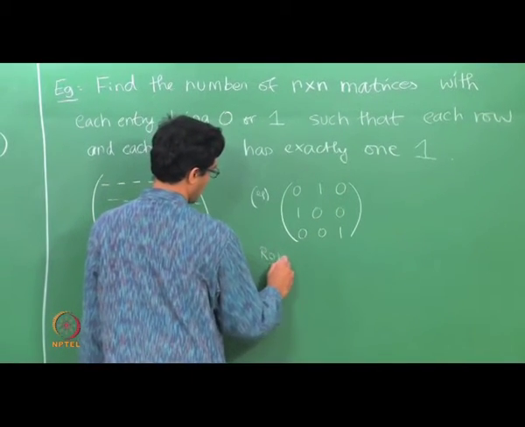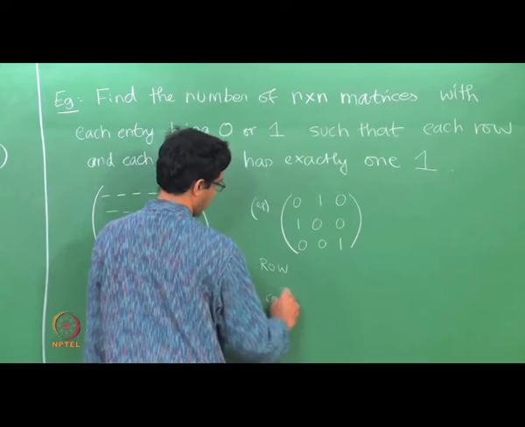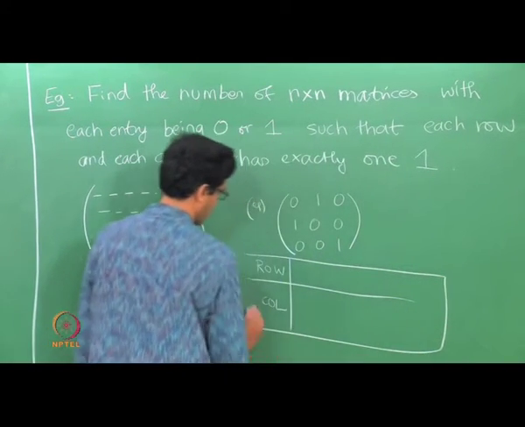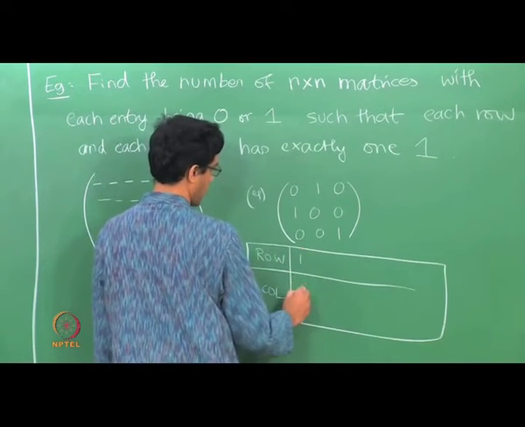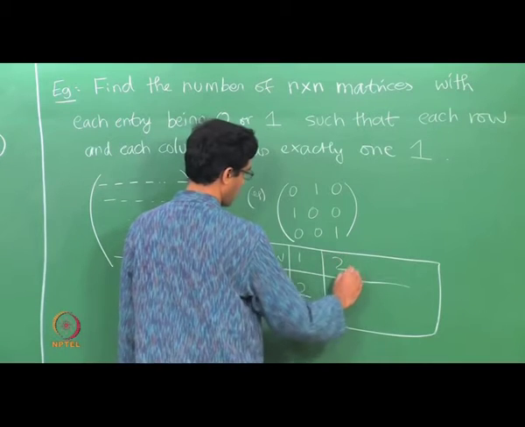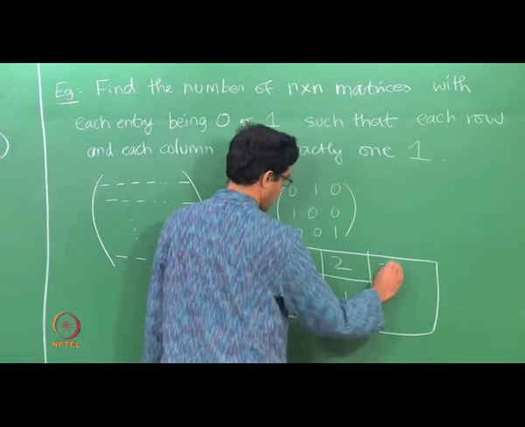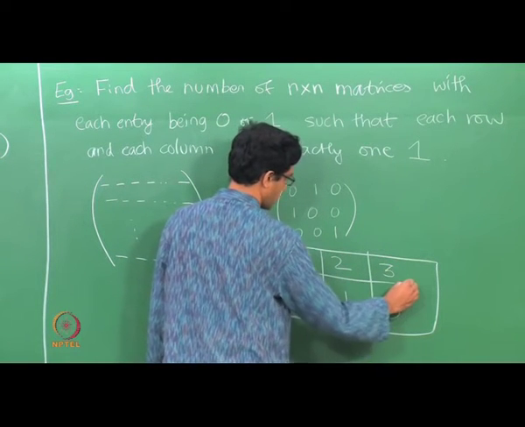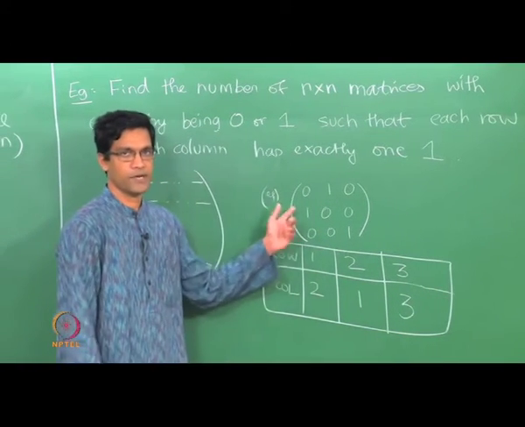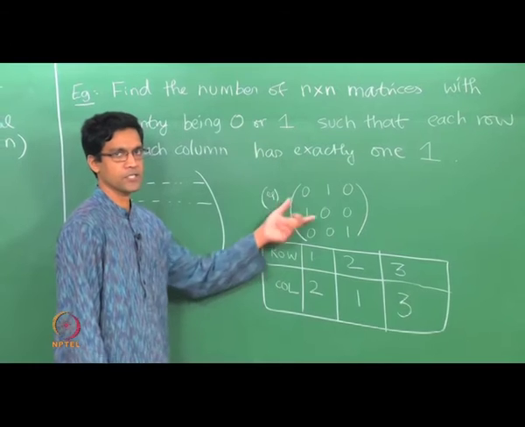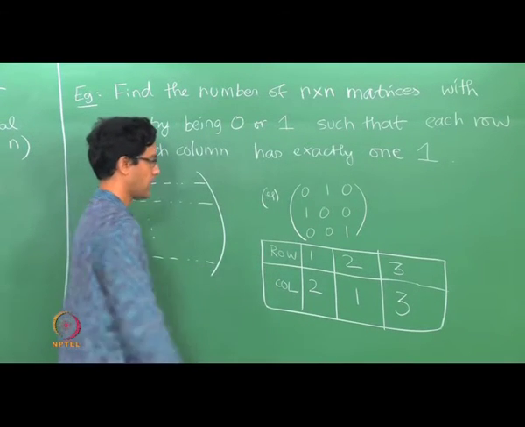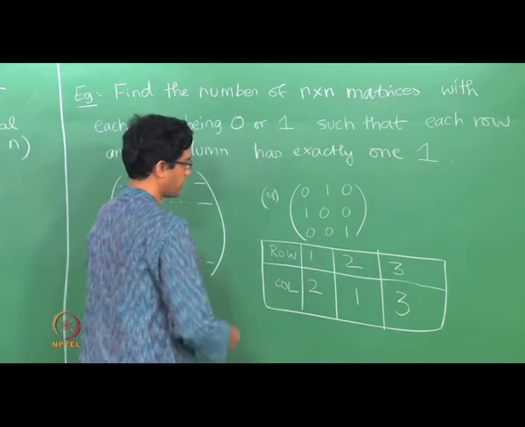You would write each row number and each column number. So you note down the row and column numbers of the ones. So for instance here in row number 1 the 1 occurs in column number 2, in row number 2 it occurs in column number 1, and in row number 3 it occurs in column number 3. Okay. So a 0 1 matrix satisfying the required conditions is the same thing as this data here, and observe that this thing here always has the following form.